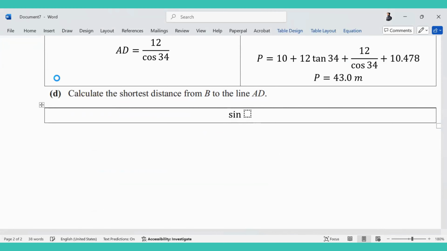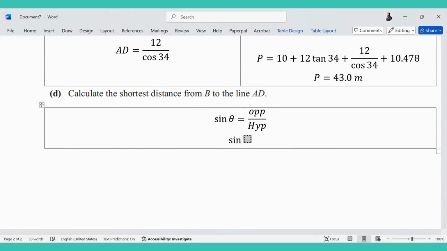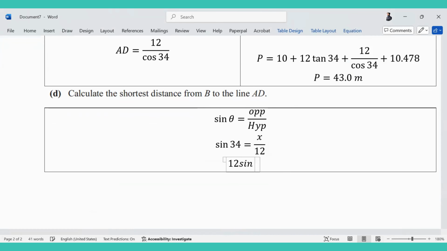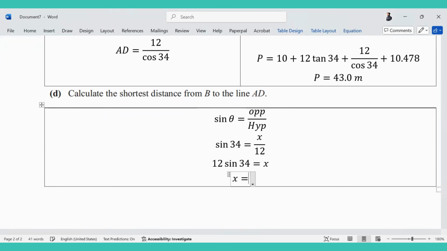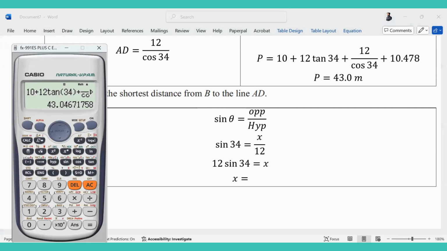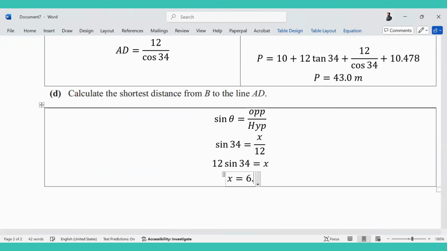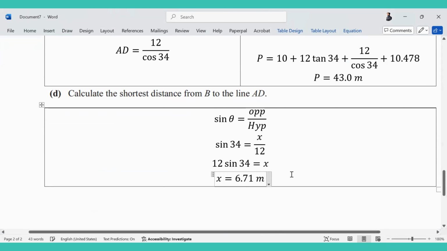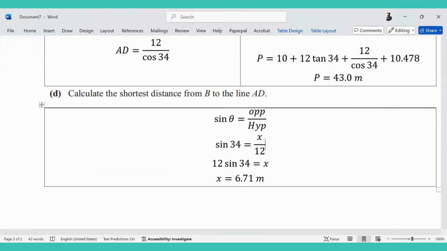Sine theta is opposite upon hypotenuse. Sine 34, opposite is what I need, hypotenuse is 12. So 12 sine 34 will be my shortest distance, and that is 6.71 meters. So this question was a 3, 5, 8, and 5, 13 mark question.